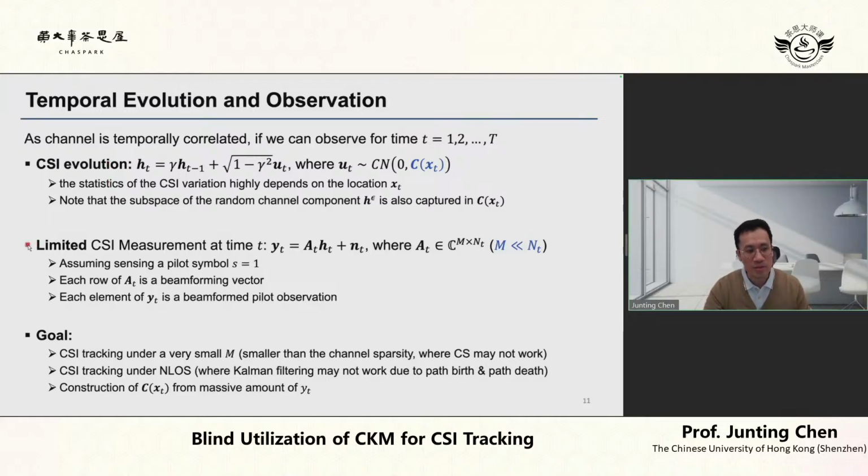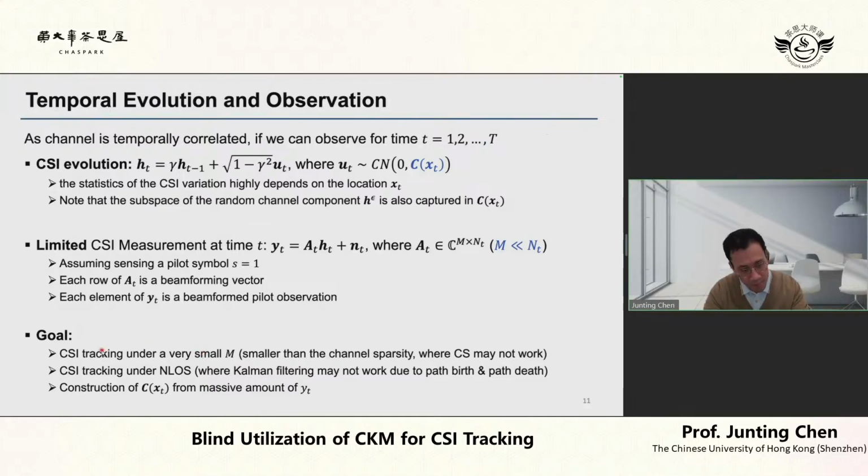And then, as we mentioned before, we are interested in the case where we have just a very limited amount of measurement. So this is our measurement model. We have the full-dimension channel, and then we have the so-called observation matrix A_t, where each row of A_t is a beamforming vector. Right? So y_t is simply a noisy observation of the beamformed pilot, where we simply assume that we are transmitting a pilot symbol s equal to 1. So there is an s equal to 1 here.